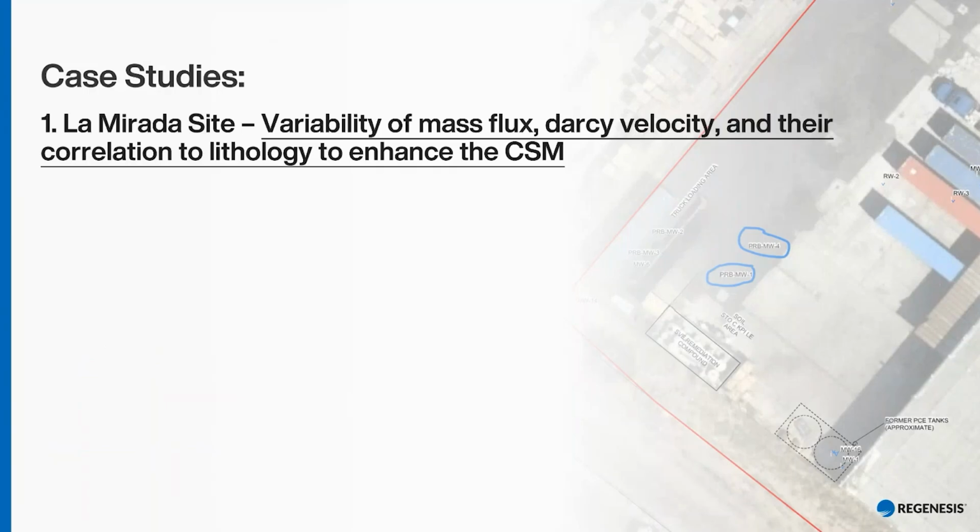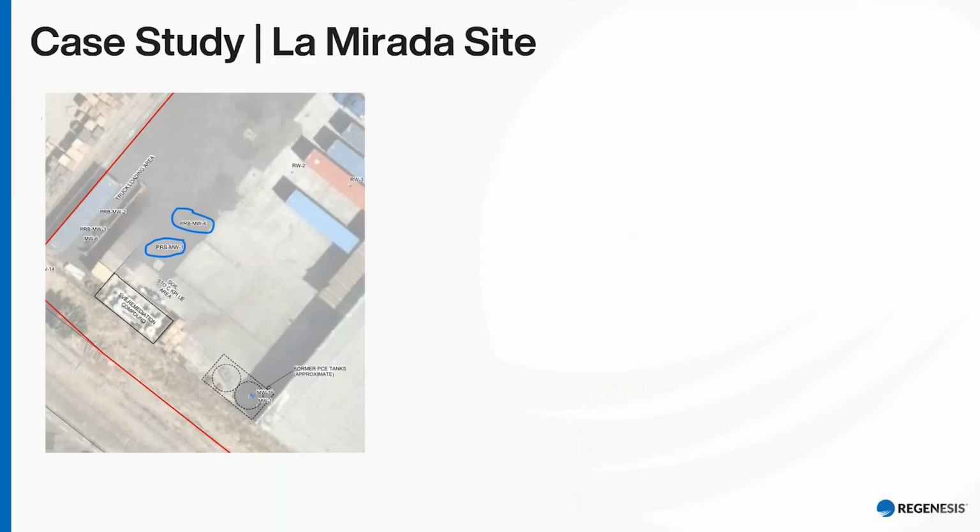Now, this first case study, La Mirada site, will focus on the heterogeneity of the site. This will not focus on the design per se of a reactive barrier or an absorptive barrier, but more how the data collected through flux meters help to improve the conceptual site model. And this is the site that you can see. There is a PCE storage tank that leaked over time, creating a plume that was moving towards the northwest side. And there are two monitoring wells.